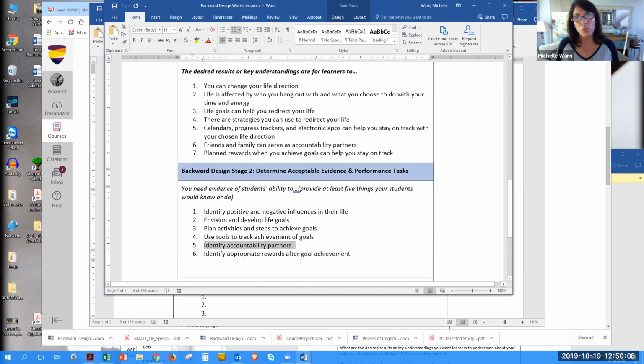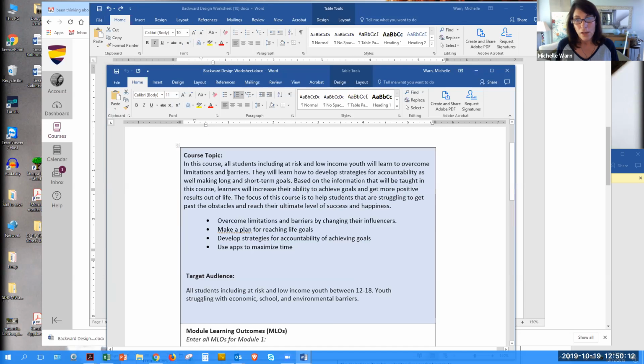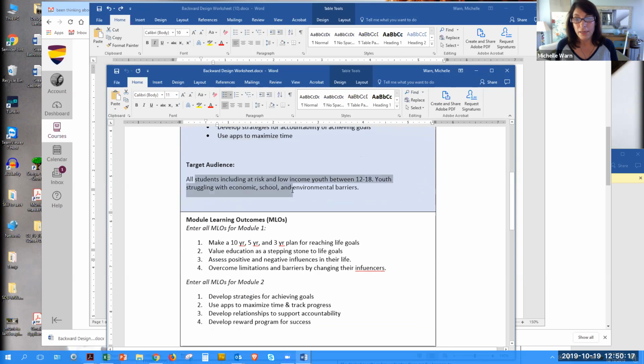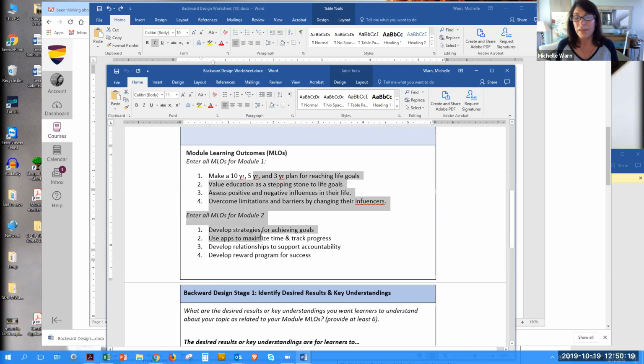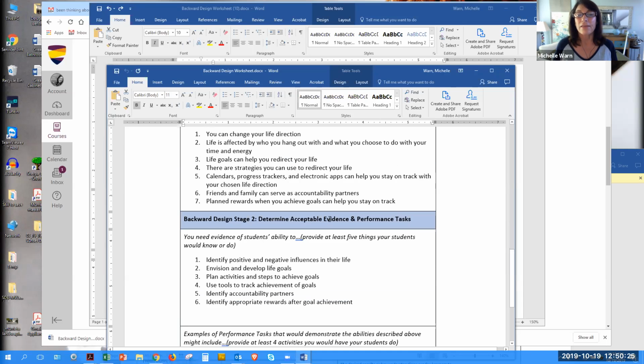So I'm looking forward to working with you on your worksheet. Again, if you can front load it with the course design, I'd like to see your PLOs, the target audience and your module learning outcomes, then that gives us a good starting point to start to think about the desired results and key understandings and the acceptable evidence and performance tasks.